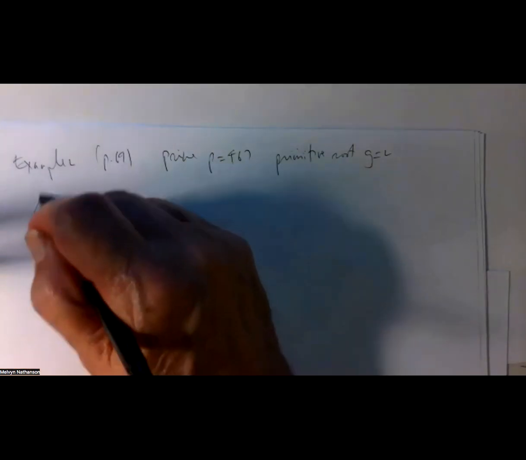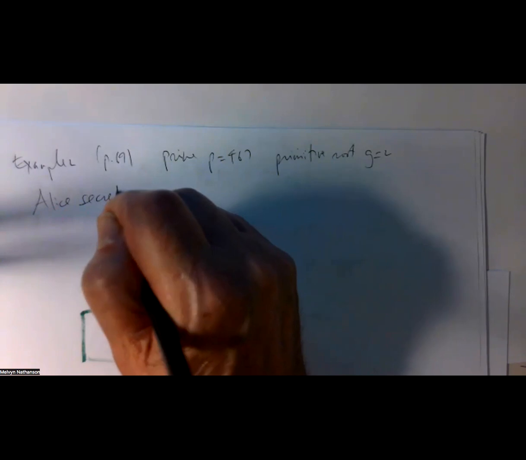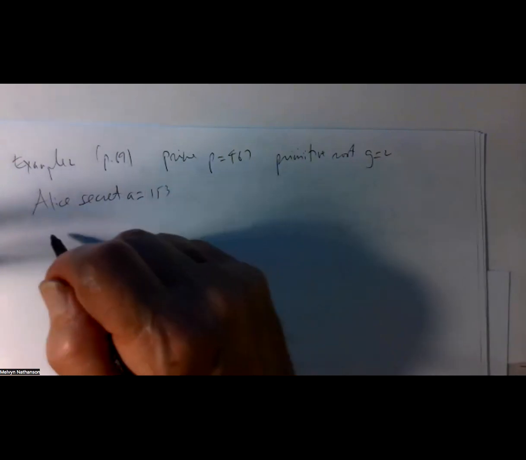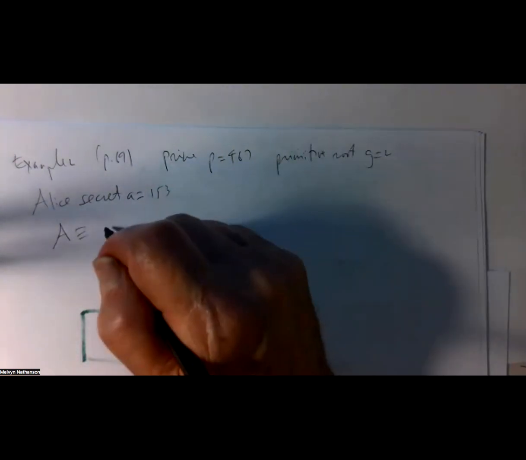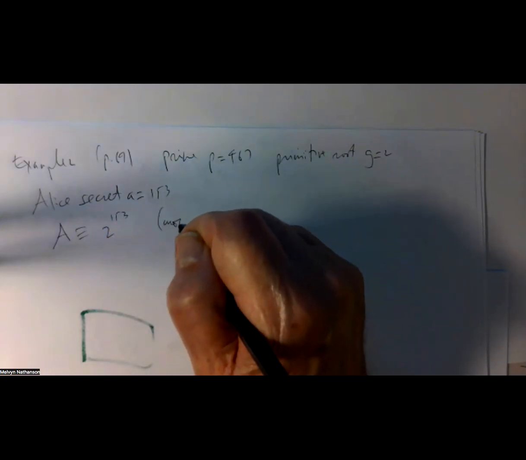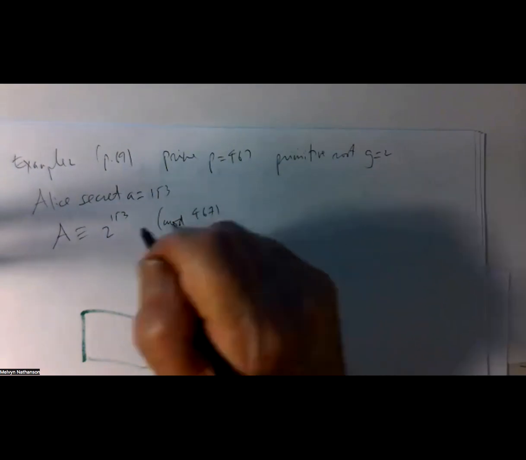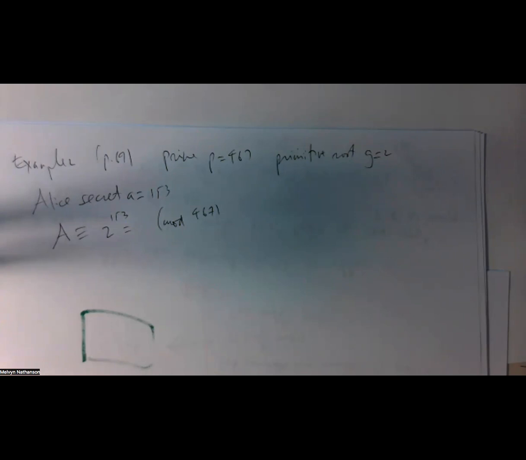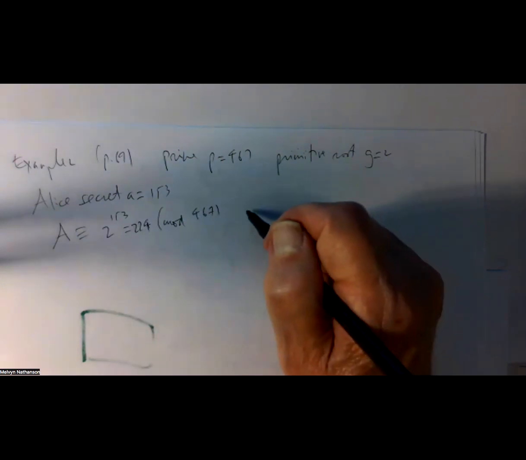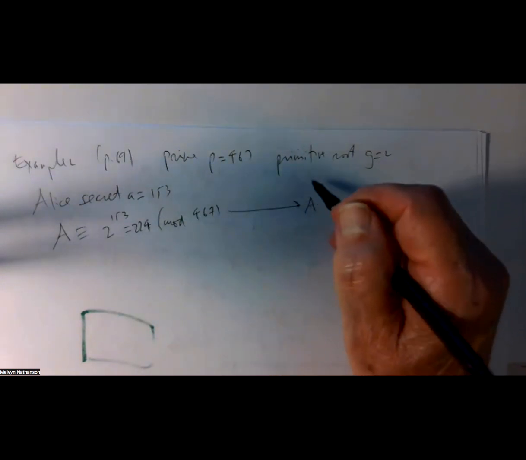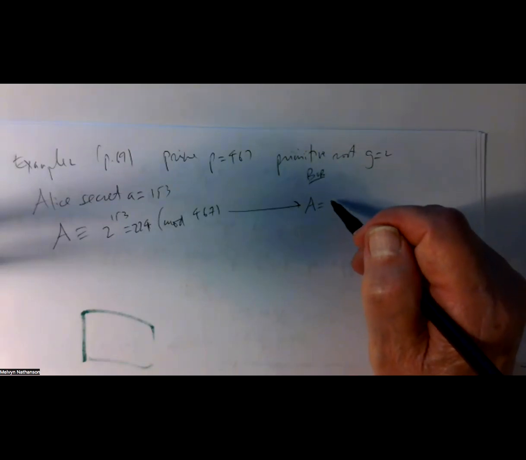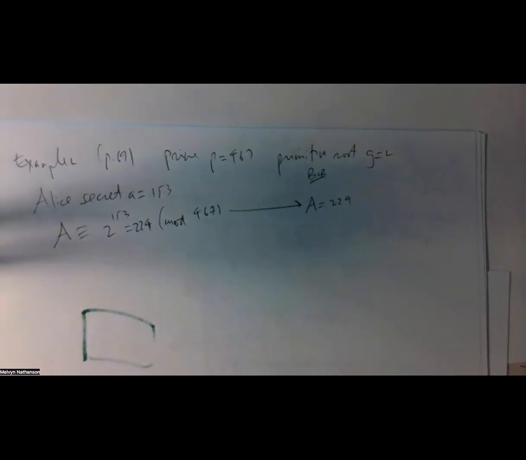And suppose Alice's secret number a is equal to 153. So capital A will be 2 to the 153rd power mod 467. And if you do the calculation, this turns out to be 224. So that's the number capital A that Alice sends to Bob. So Bob gets this number. All he gets is the number 224.